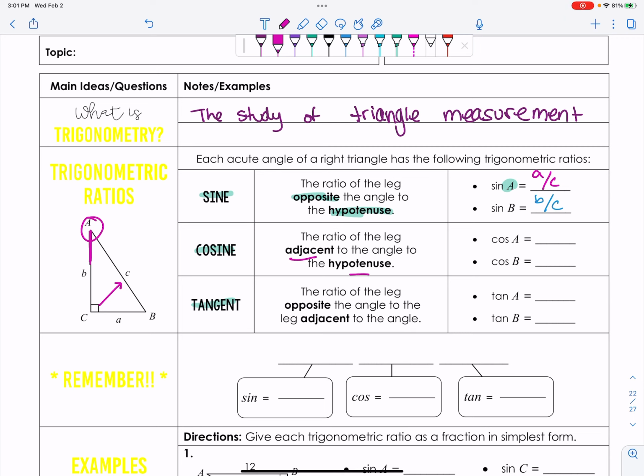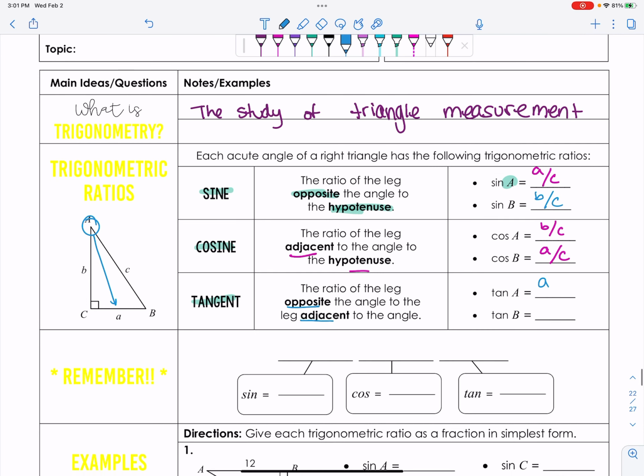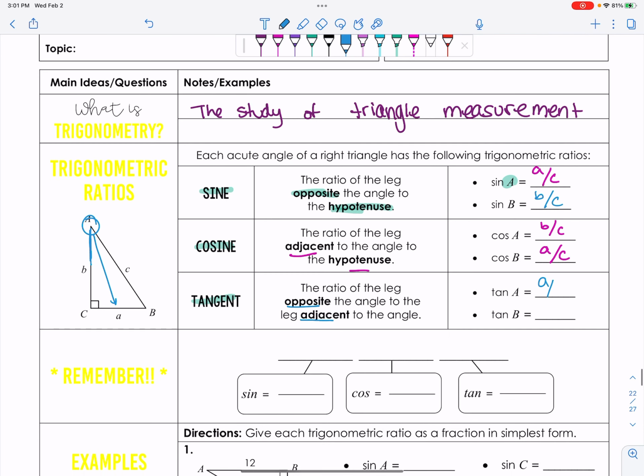So our cosine of angle A is going to be B over C. Whereas our cosine of angle B, the side adjacent to angle B, is going to be A. So our cosine of angle B is A over C. Now tangent. Tangent is dealing with the opposite and the adjacent legs. So if I'm looking at the tangent of angle A, the side opposite is A over the side adjacent, well, so next to, which is B. The tangent of angle B, side opposite is B over the adjacent, which is A.